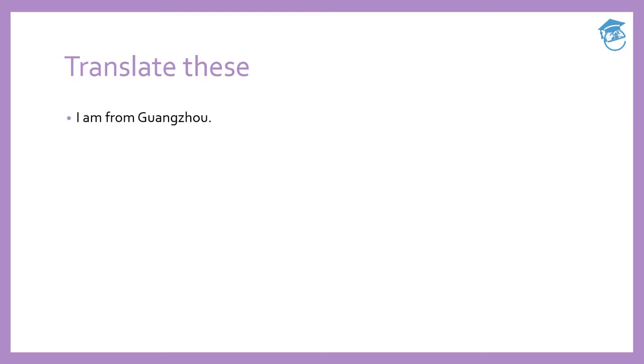So, how do you say I'm from Guangzhou? It is 我来自广州. Okay, so it should be easy. 我 is me or I. 来自 is from. 广州 is 广州. Okay, so it should be easy enough because I've covered this before. So it's just to refresh your memory on this.